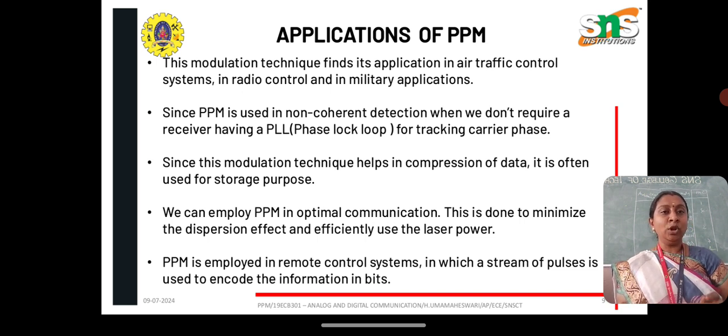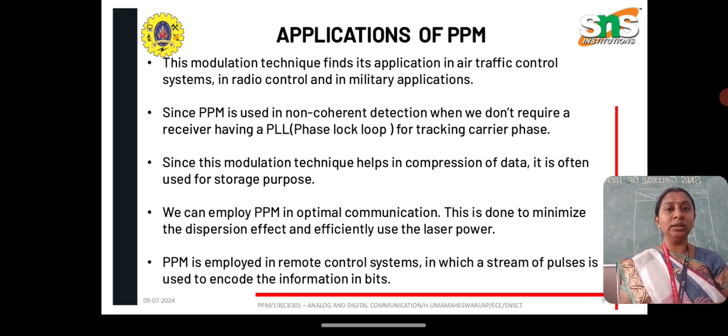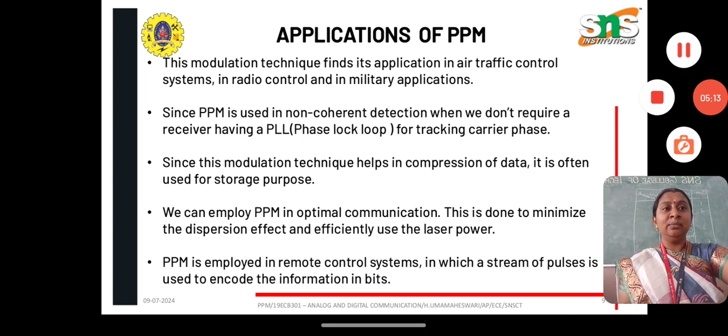then we can employ pulse position modulation in optical communication. This is done to minimize the dispersion effect, and it is used efficiently for the laser power. Then it is used in remote control systems in which a stream of pulses is used to encode the information in bits.